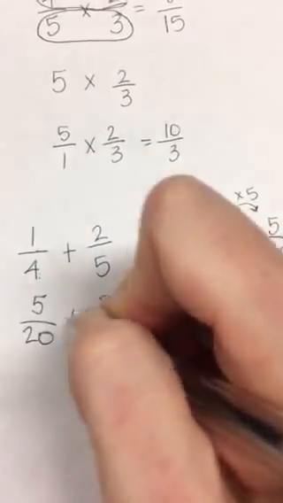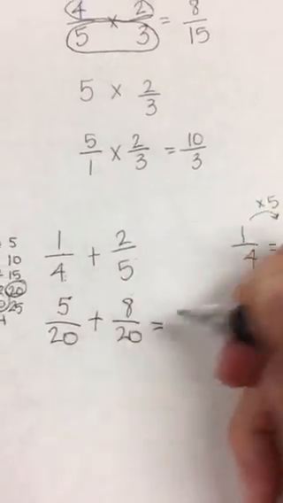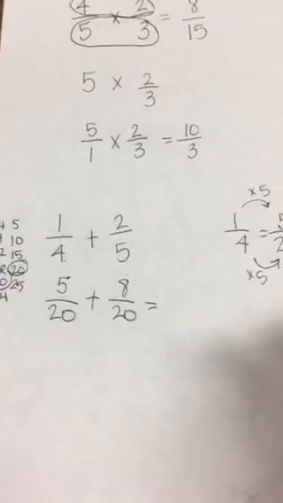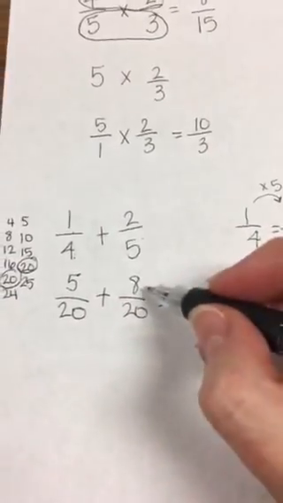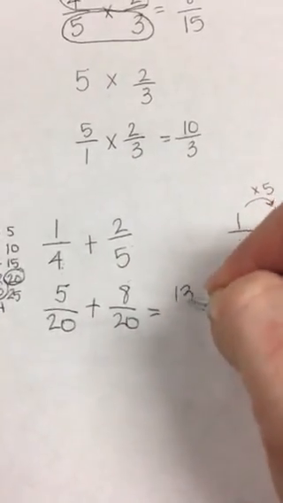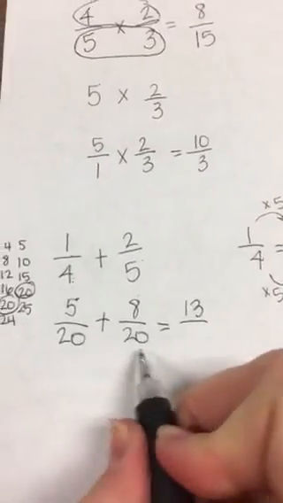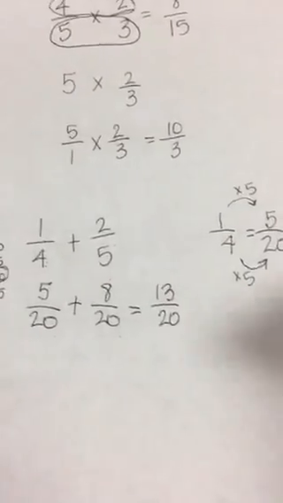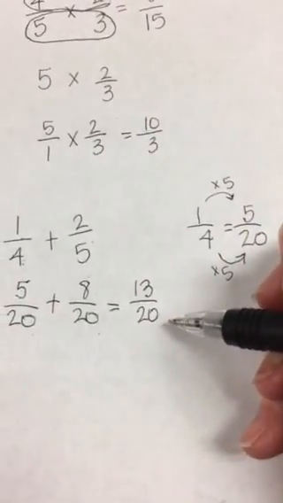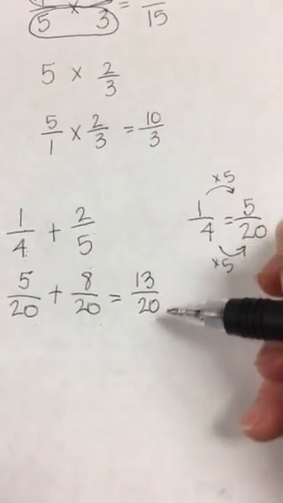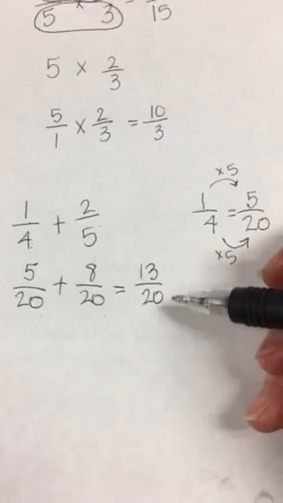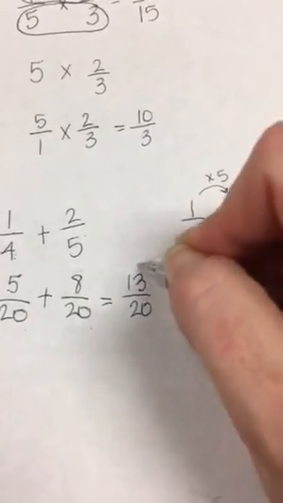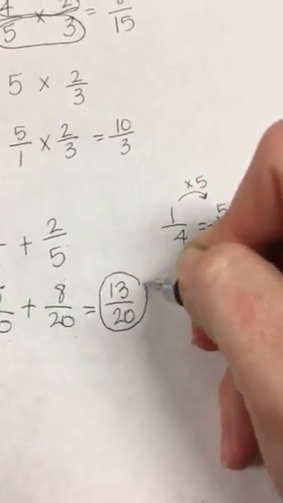Now what I can do is add my two numbers together. So 5 plus 8 is 13. Because I have common denominators, all I have to do is bring my denominator over. 13 and 20 cannot be simplified. The only factor that they share is 1. And if that's the case, then that means that answer is in simplest form.